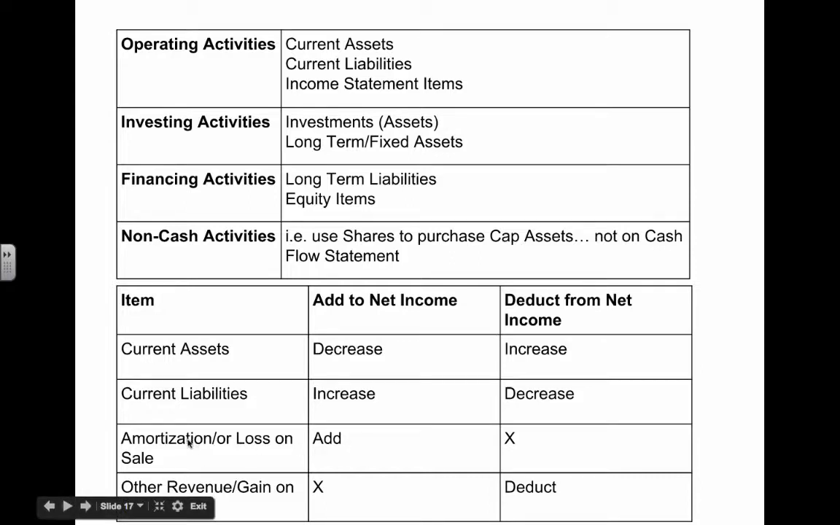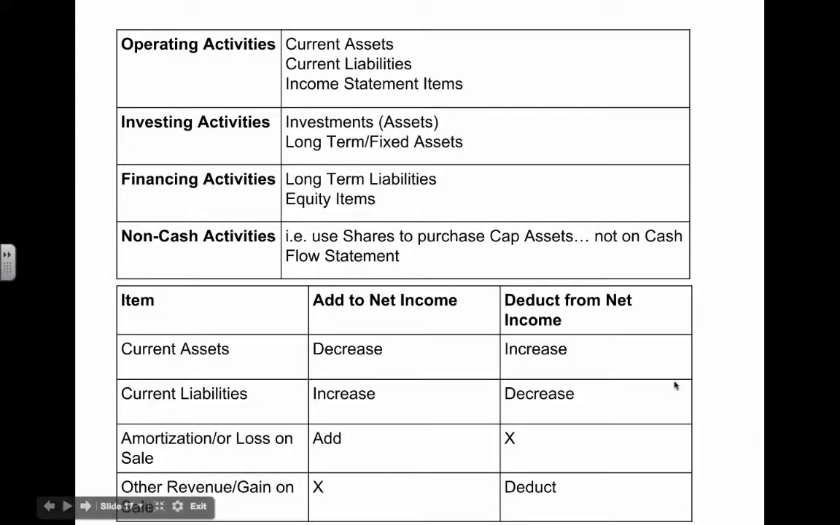Let's say the amortization was $1,000 for the period. Well, our net income would have subtracted it as it was an expense. When we were calculating net income, we would have subtracted that expense from revenue. Well, in this case, we're going to add it back because it didn't affect cash. And other revenues or gains on sale of assets, we're going to do the opposite. We're going to subtract them from net income, again, because they didn't affect cash.